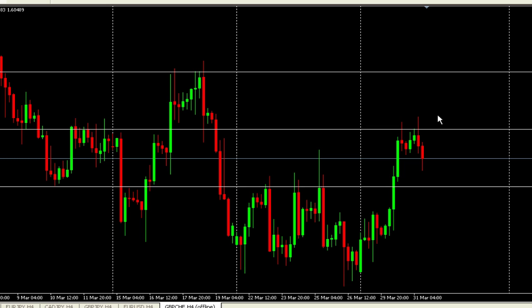Again, depending on the entry that I possibly get, if price gets back up to the 161 area, there's a good 100 points in between there, and depending on the entry, I could potentially get the first swing target or second swing target. That would be something to assess when it gets there.